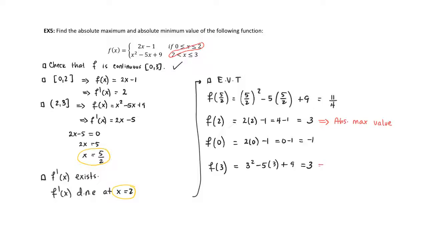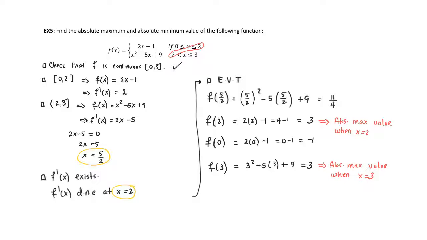I'm going to do the same thing over here. This is going to be the absolute maximum value. It's exactly the same value. And this happens precisely when x is equal to 2. And here, this happens when x is equal to 3.